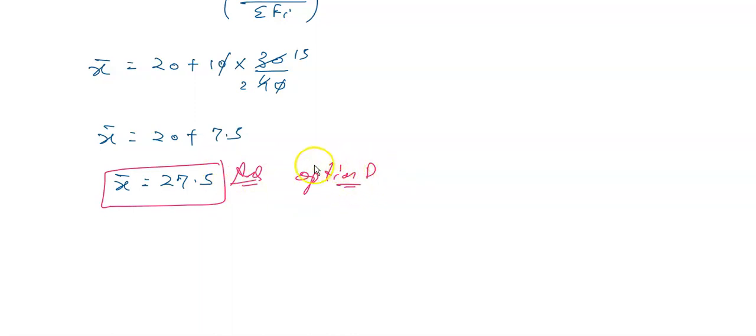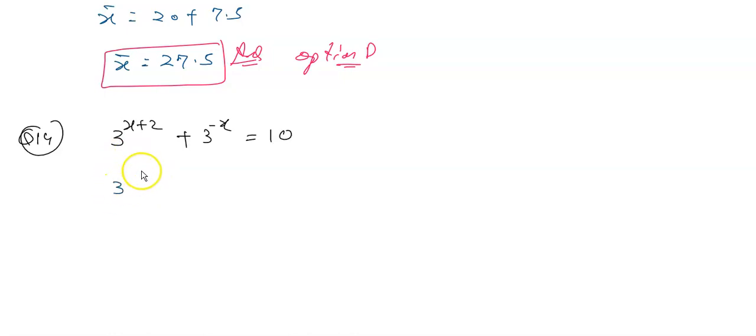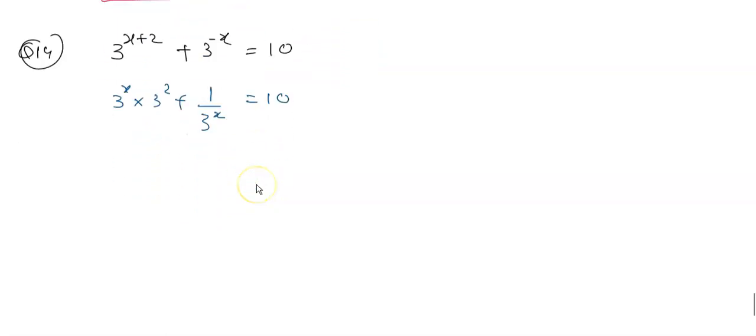Then moving on to the next, that is question number 14. 14 says solve for x where 3 to the power of x plus 2 plus 3 to the power of minus x is equal to 10. So to solve this, we can solve this by substitution. So 3 to the power of x plus 2 we can write as 3 to the power of x into 3 square, plus 3 to the power of minus x is 1 upon 3 to the power of x, is equal to 10.